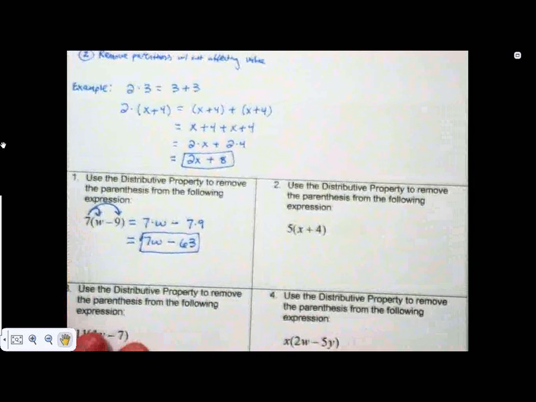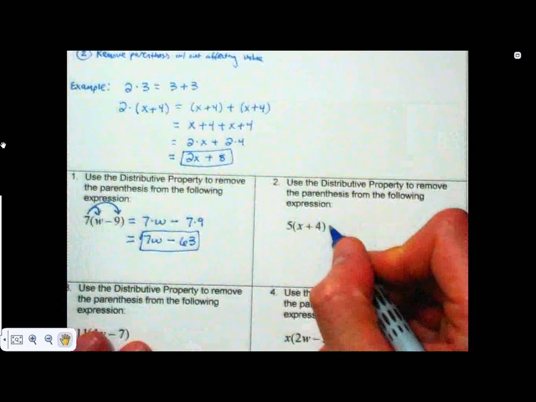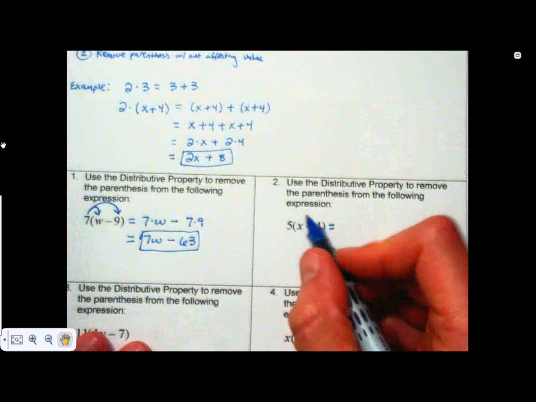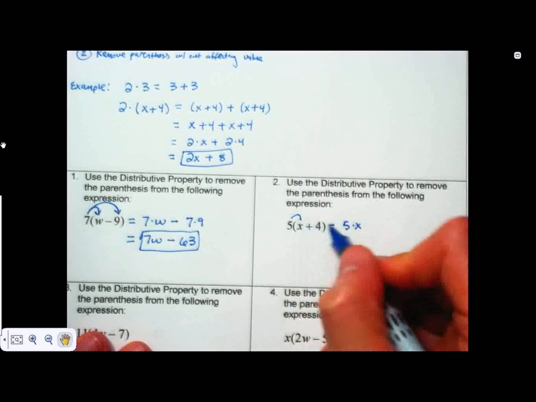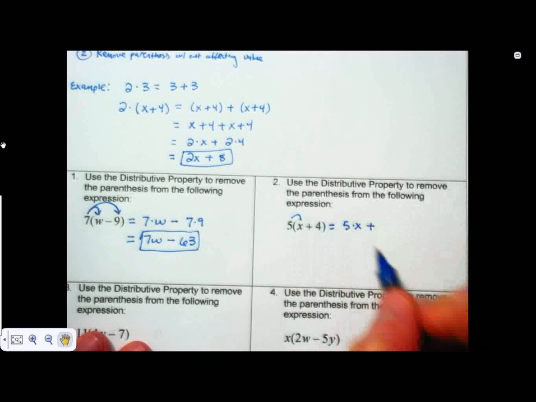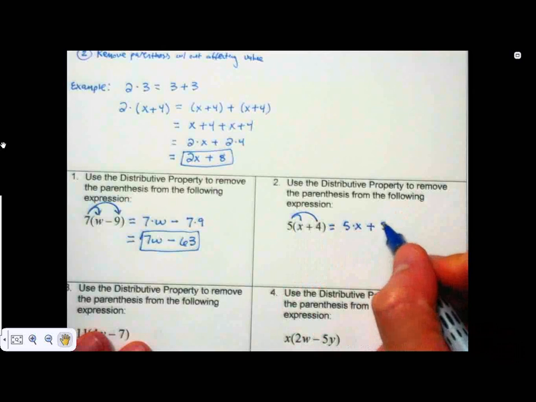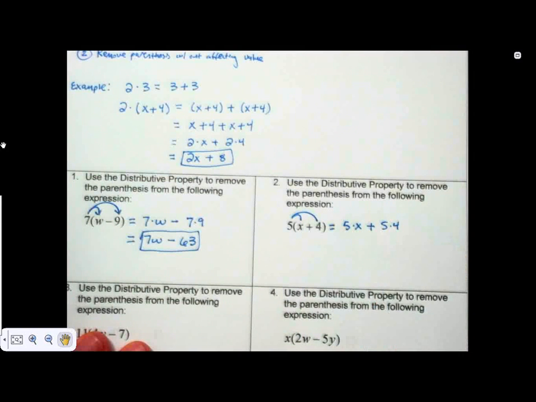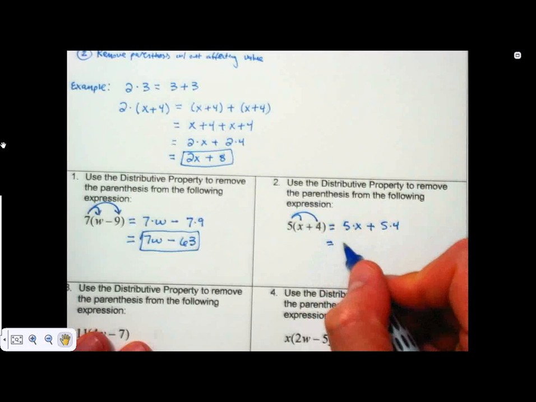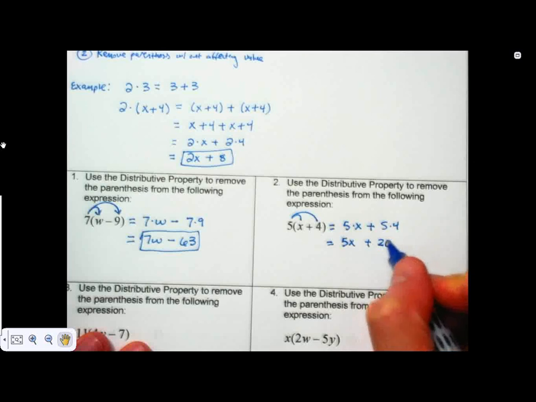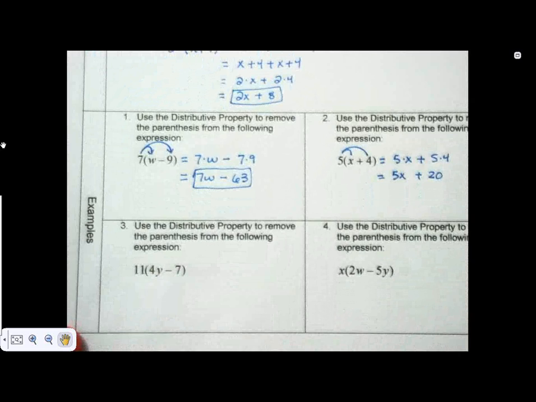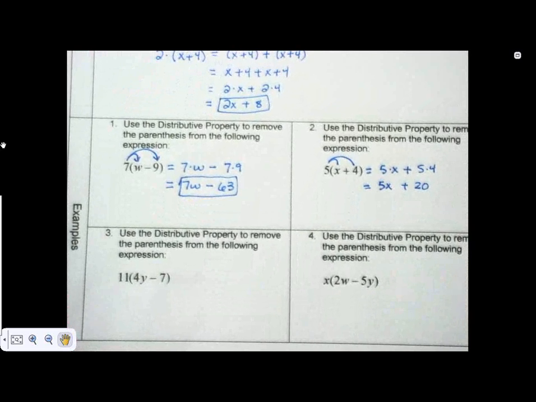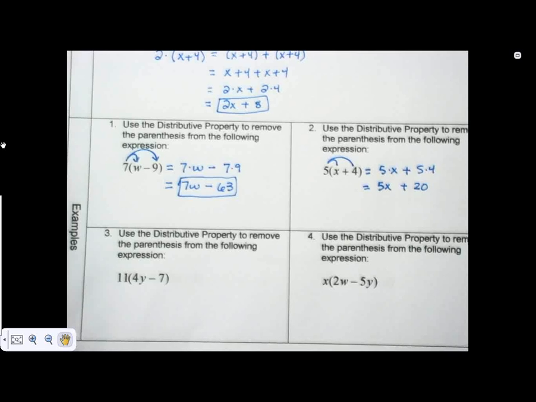Alright, let's try one more, and then I'll have you guys try a couple examples. So number 2, again, using the same trick. 5 times x is 5 times x. The plus stays the same. And then 5 times 4 is my second term. So if I consolidate, 5 times x is 5x. 5 times 4 is 20. Okay, I want you to try now number 3 and number 4. Pause the video and then restart after you've given those a try.